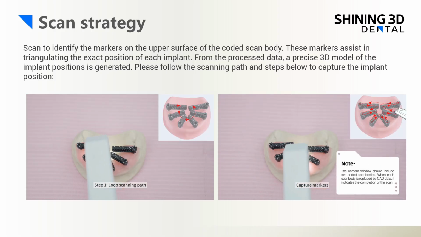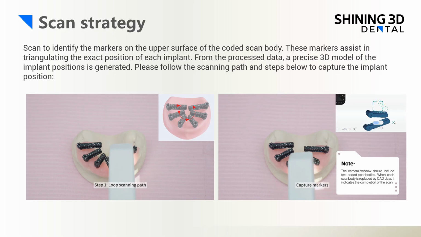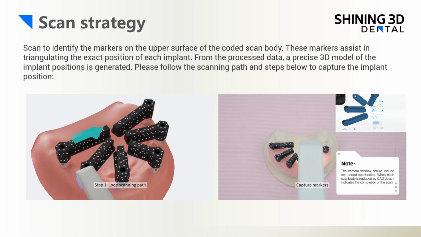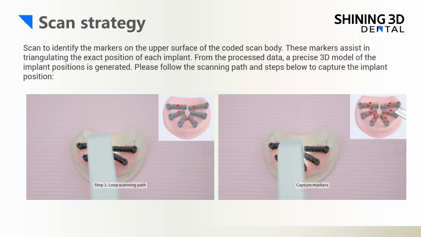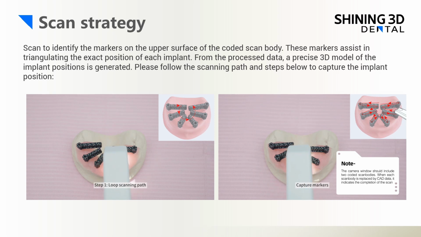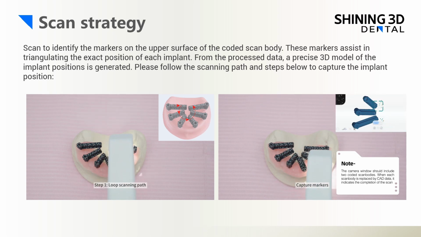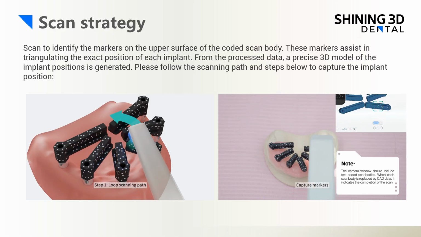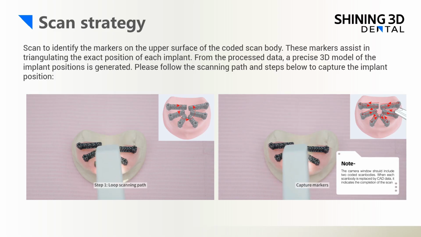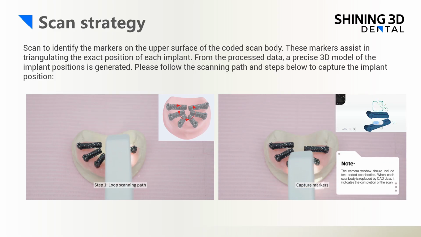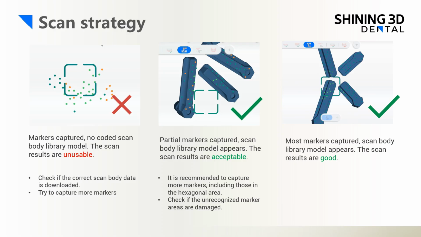You can perform a scan as we already mentioned in the previous slides, then transition over each coded scan body to ensure the accuracy of the interrelated implant positions. Identify and capture most of the markers on the upper surface of the scan bodies. Once the scan body database model appears, or the virtual high-accuracy coded scan body appears in the interface, the scan is completed. Please make sure you follow the recommended scan strategy for the marker capturing, or for the high-accuracy coded scan body scanning stage.